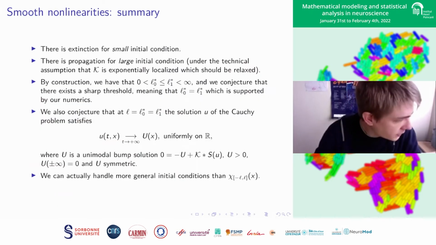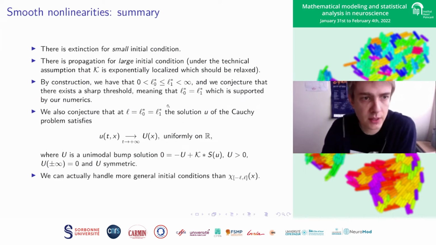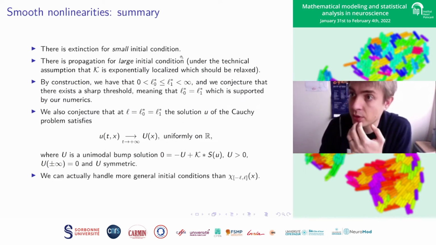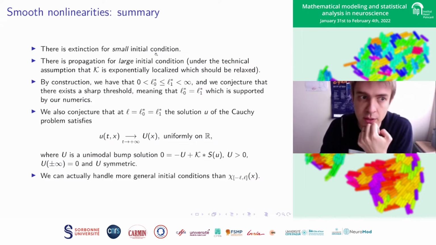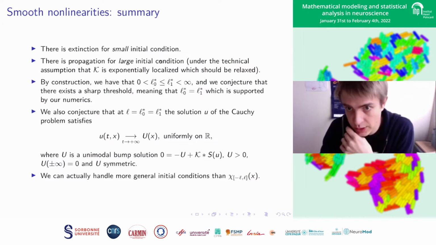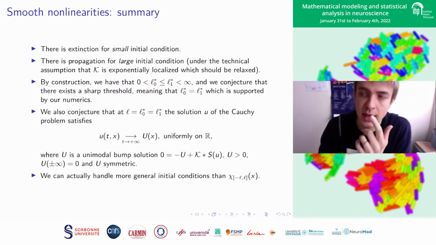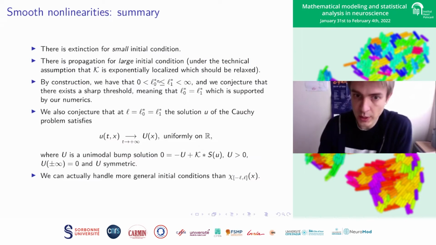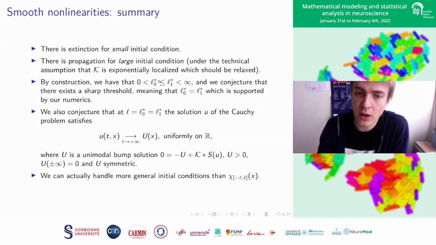So obviously, just a partial summary, and I guess that I'm already running late, is that what you can get for these smooth nonlinearities: extinction for small initial condition, not too difficult to get; propagation for large initial condition, at the moment under some technical assumption on the kernel. By construction, we get that the largest value for extinction and the smallest value for propagation, one is below the other one.